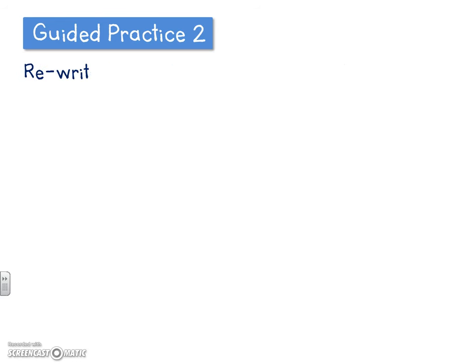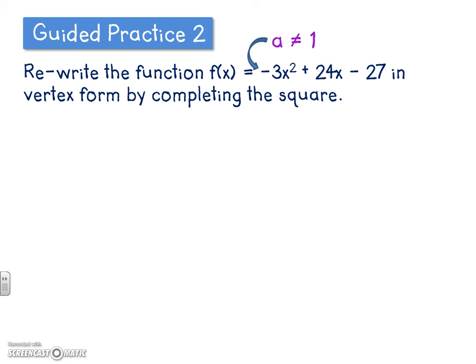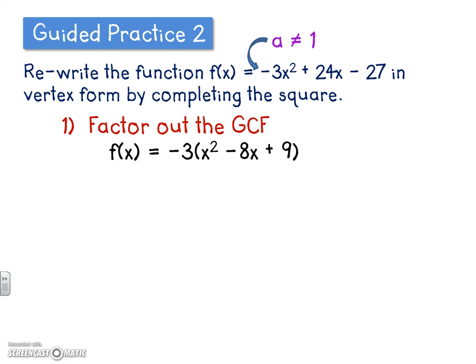Let's try another practice. Rewrite the function f of x equals -3x squared plus 24x minus 27 in vertex form by completing the square. So the first thing I notice here is that a is not equal to 1. So again, this is going to slightly change the way that we go about this. First step is to factor out the GCF. Fortunately, that -3 is the greatest common factor. So when we factor it out, we're dividing each of the 3 terms by -3, resulting in x squared minus 8x plus 9. We'll worry about that GCF in just a little bit.